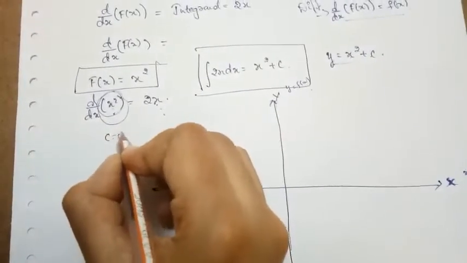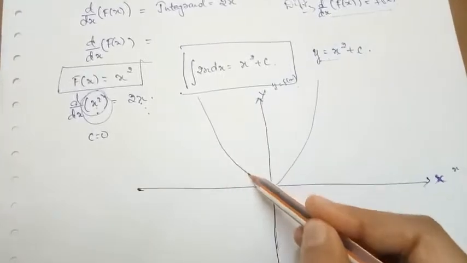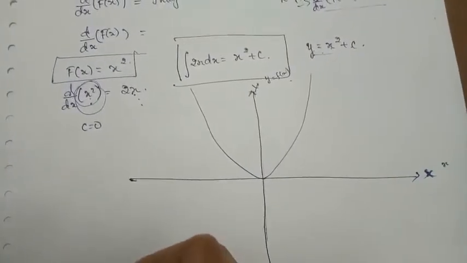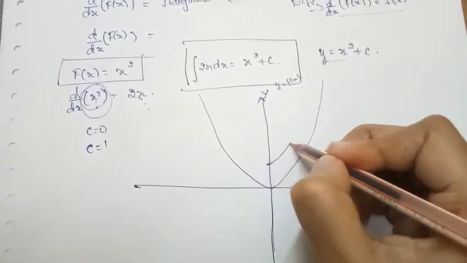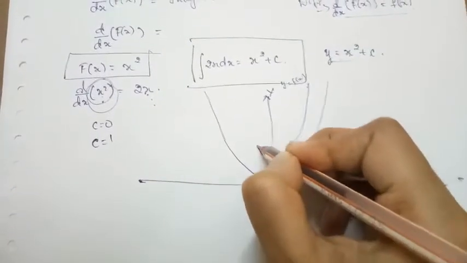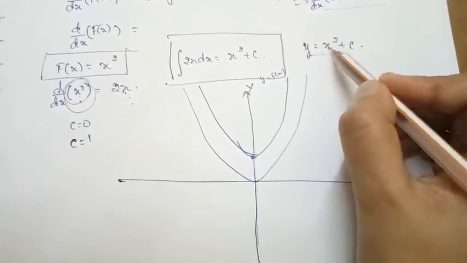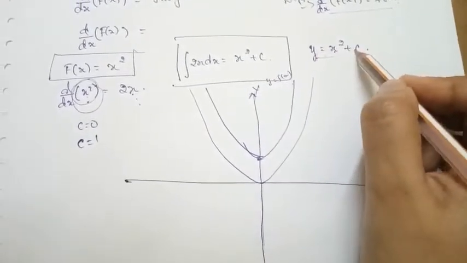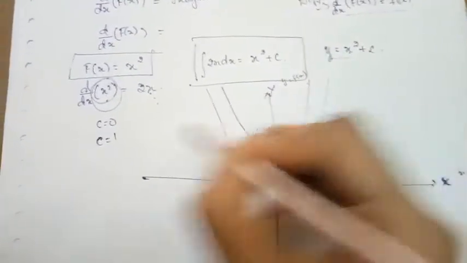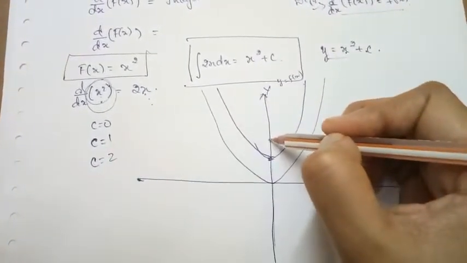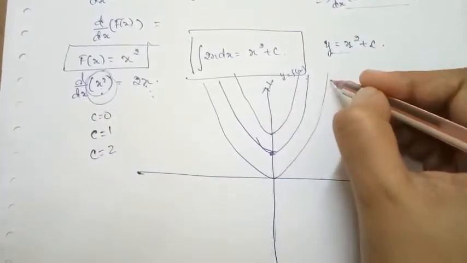When c is equal to 0, the curve passes through the origin. When c is equal to 1, the curve passes through the point 1. You can check it: when you take x equal to 0, the value of y is equal to 1. When I take c equal to 2, the curve passes through the point 2.